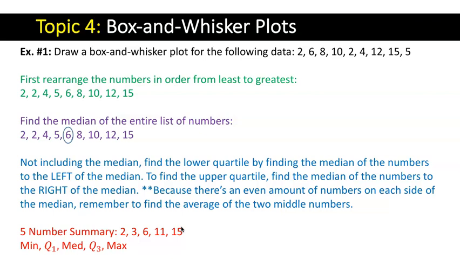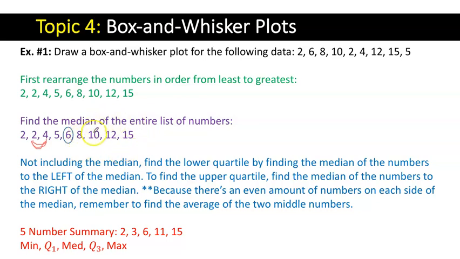Now, I'm not going to look at the 6. I'm going to exclude the 6, and I'm going to look to its left. And I see the numbers 2, 2, 4, 5. That's an even amount of numbers. So that means that I'm going to have to find basically what is in between the 2 and the 4. And I think we all know that between 2 and 4 is 3, but just in case, you would go 2 plus 4 is 6, and divided by 2 is 3. And that's how you're going to get your lower quartile Q1.